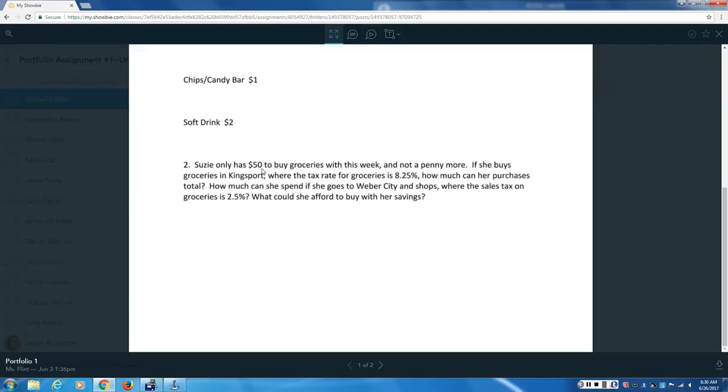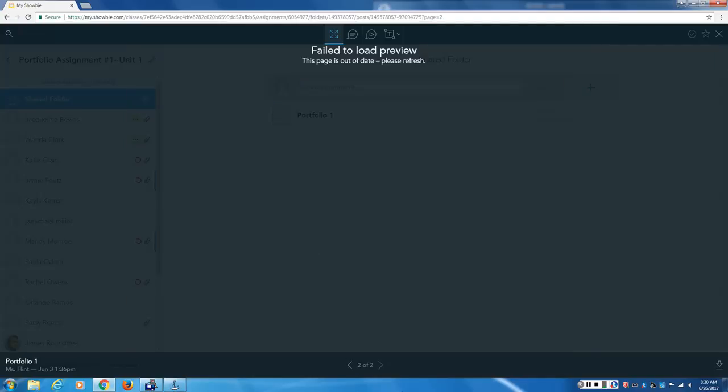And then you should compare, because you've got two different tax rates here. In Kingsport, the tax rate for groceries is 8.25%. She goes to Weber City, the sales tax on groceries is 2.5%. Is there that big a difference if she's only spending $50? But you work the problem exactly the same way you did the ones on the previous problem. Just get refreshed on those ones.